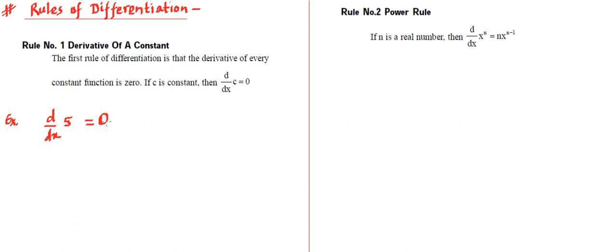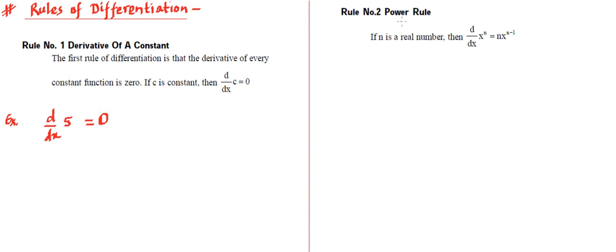That means there will be no change in 5 if you change x, because 5 is a constant. 5 does not change by changing any variable. That's why the derivative of a constant is always 0, right? So that's the simplest first rule, and you can remember it.